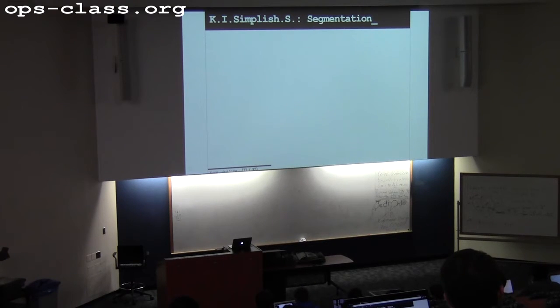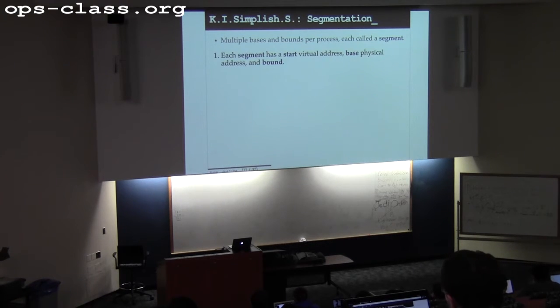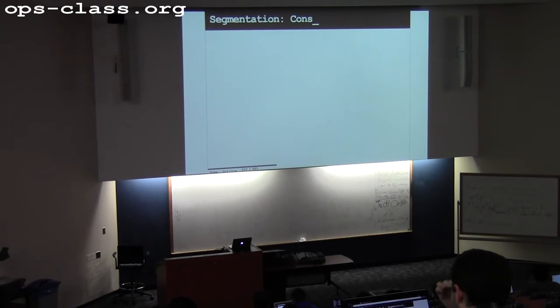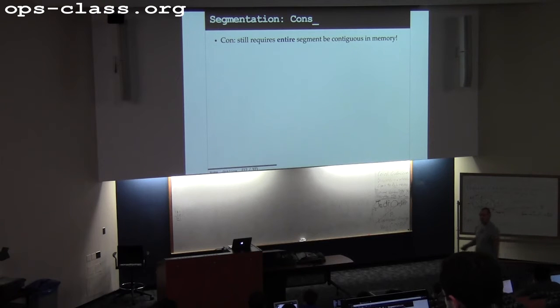We extended the idea slightly into what we called segments. Rather than needing to cover the whole address space with one chunk of contiguous physical memory, segments allow me to cover each contiguous part of the address space with a chunk of physical memory. Now I have multiple bases and bounds per process. Translation and checking that the address is valid are a little more complicated, and the MMU has to store a little more state. But there were advantages: it worked a lot better than base and bounds, with a lot less wasted memory. But this still requires that every segment be contiguous in memory.